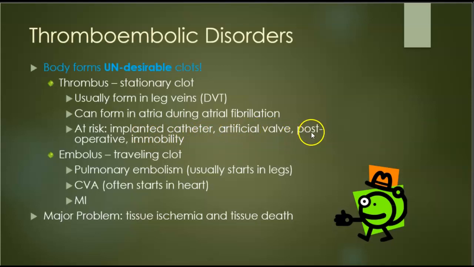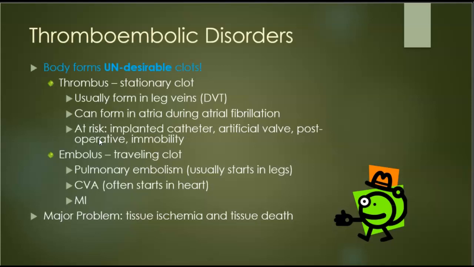It could happen with post-op immobility or post-op site, right? Like perhaps a knee replacement or a hip replacement where they're putting a piece of implanted equipment into the body. Those things all put us at risk for a thrombus. But remember, a thrombus is just a clot that is stationary. It is fixed to something and it stays there.